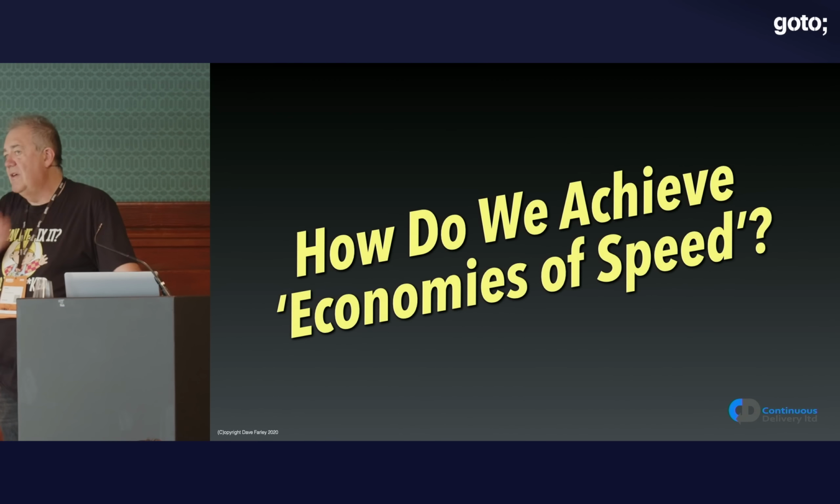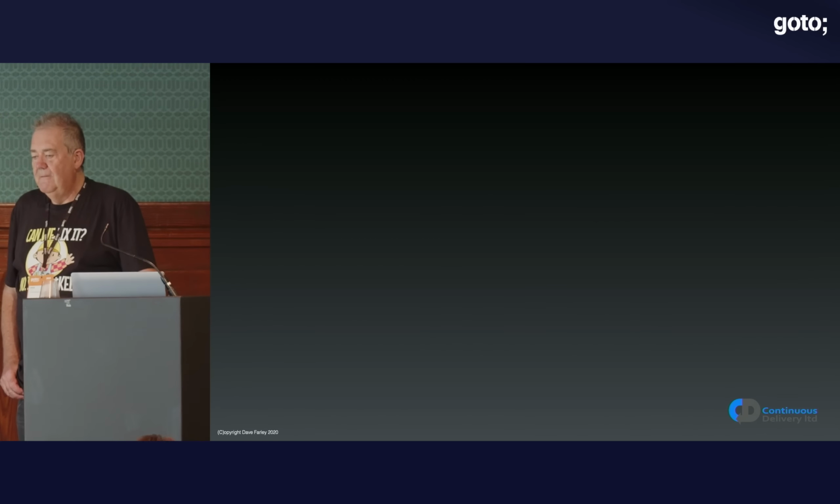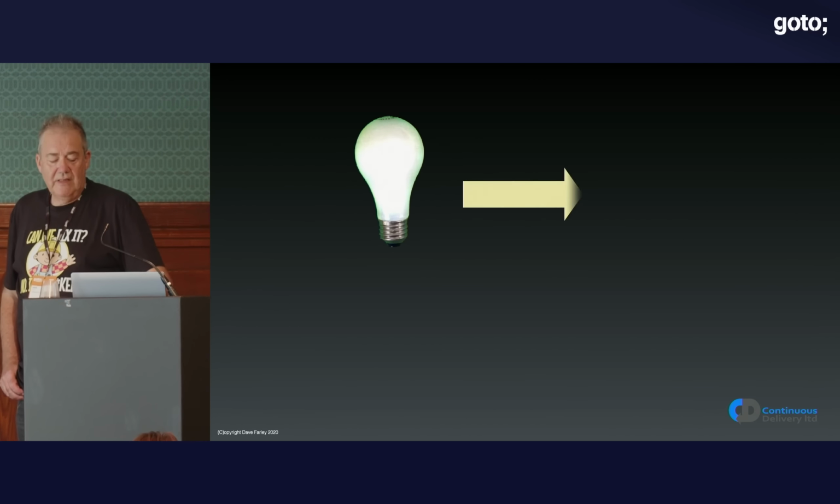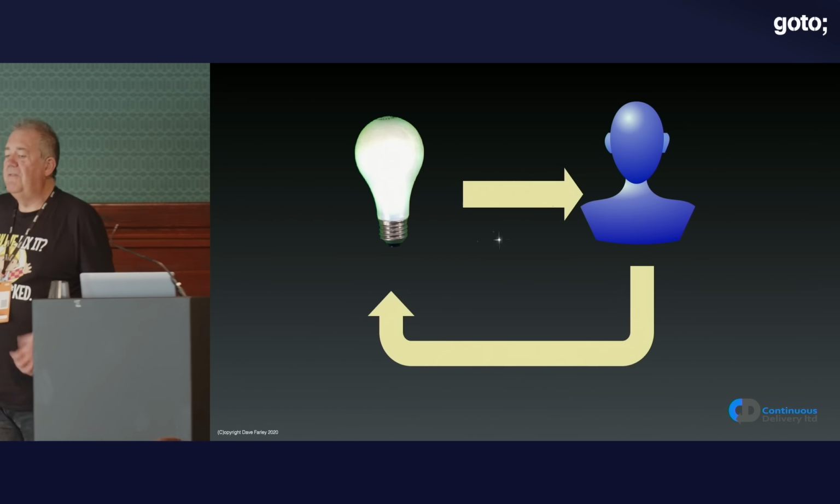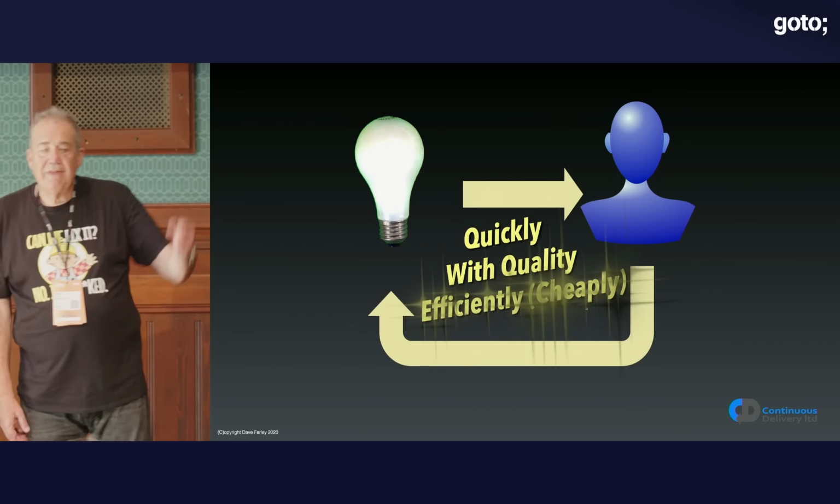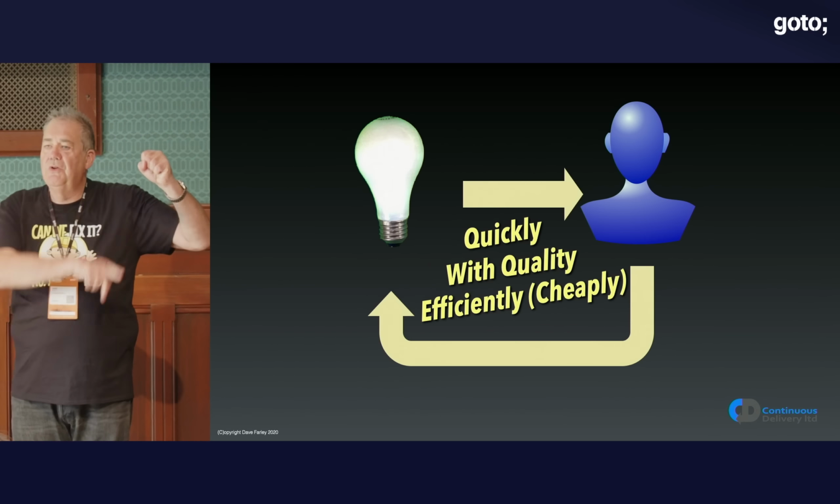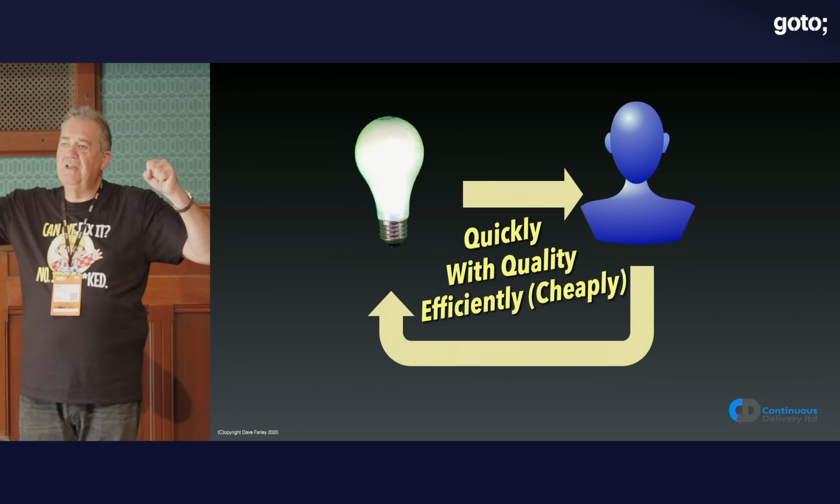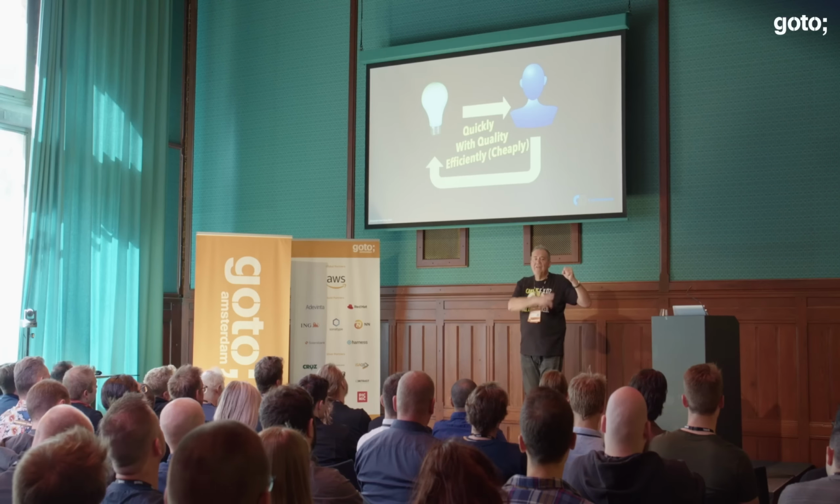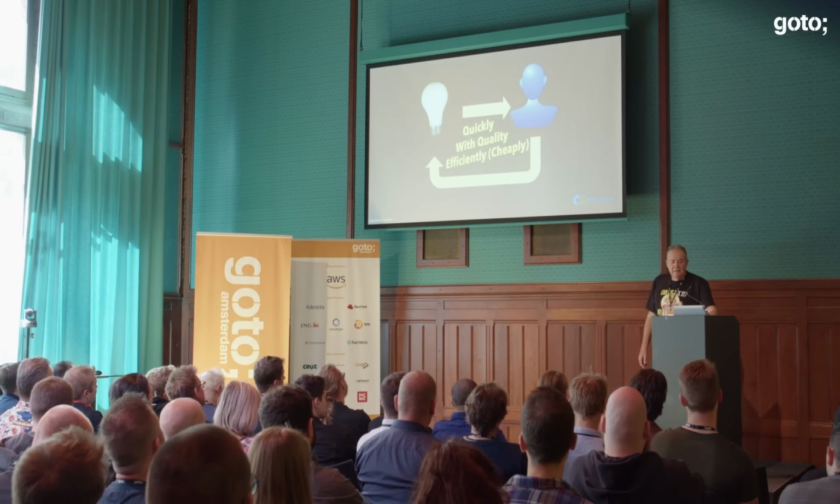So how do we look to achieve these economies of speed? Sorry, it's ages since I did this presentation. So fundamentally, I'd argue that this is what all software organizations want. We want to be able to have an idea, get that idea out into the hands of our users, and figure out whether it's a good idea or a bad idea as quickly and as efficiently as we can. So we want to establish that feedback loop so that we can learn really, really fast.